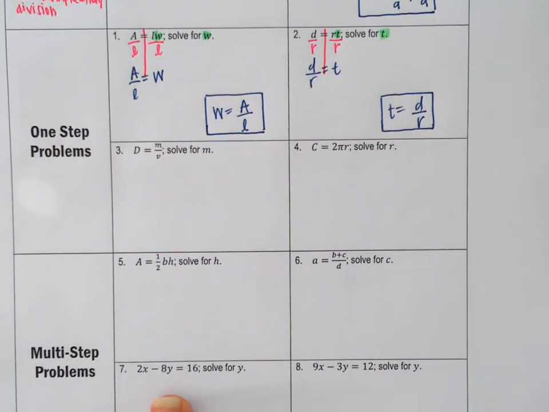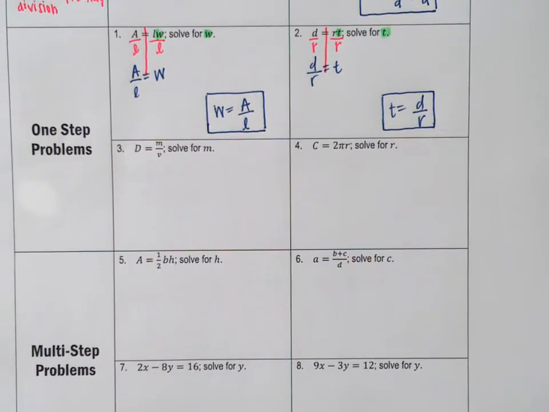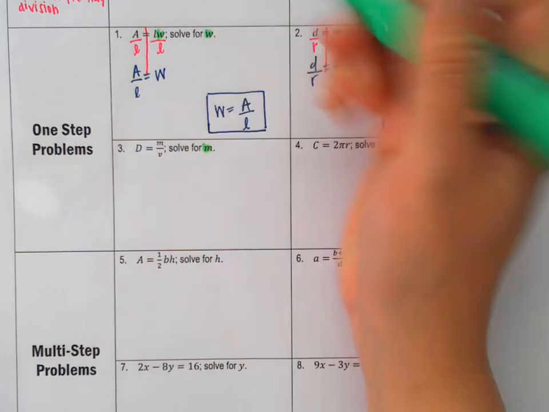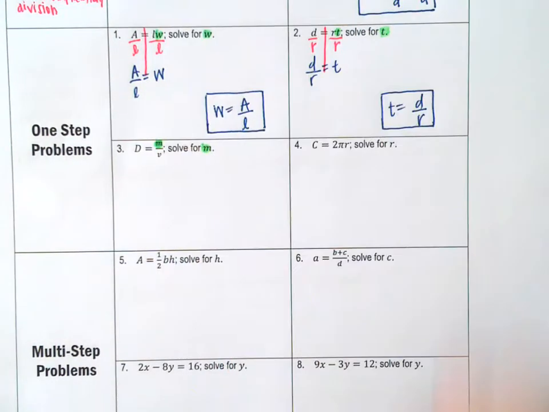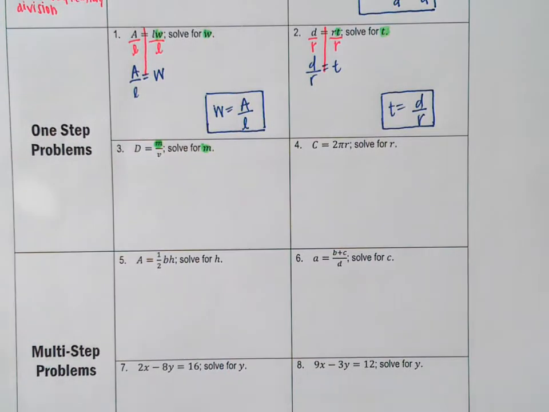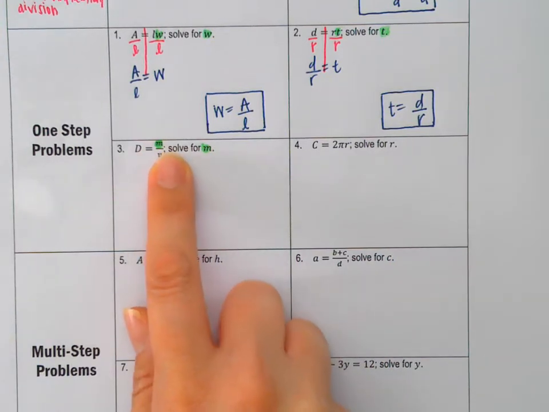Okay, let's look at number 3. So d equals m over v. And it says solve for m. So first thing, I always like to figure out what variable I am trying to get all by itself. And then I look, okay, is there anything that's being added or subtracted on that side of the equal sign? And there isn't. There's no addition or subtraction on this side of the equal sign.